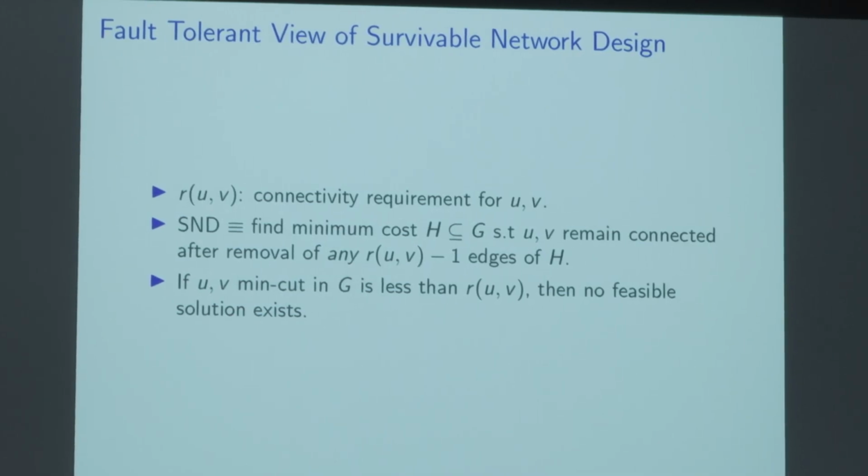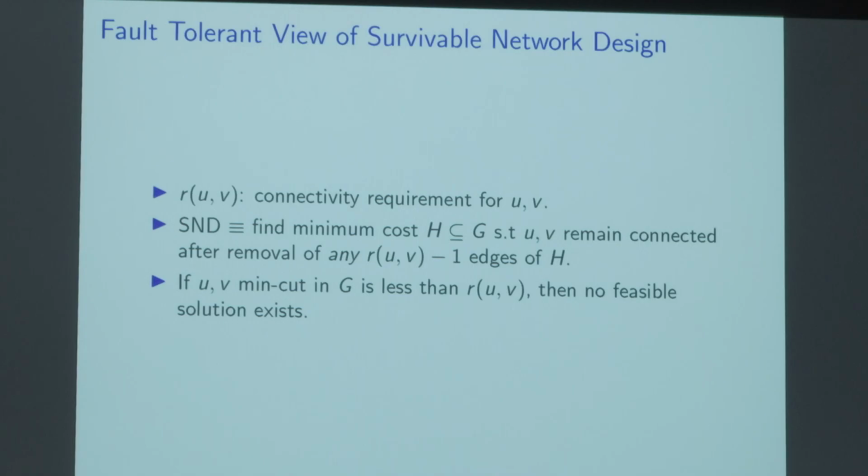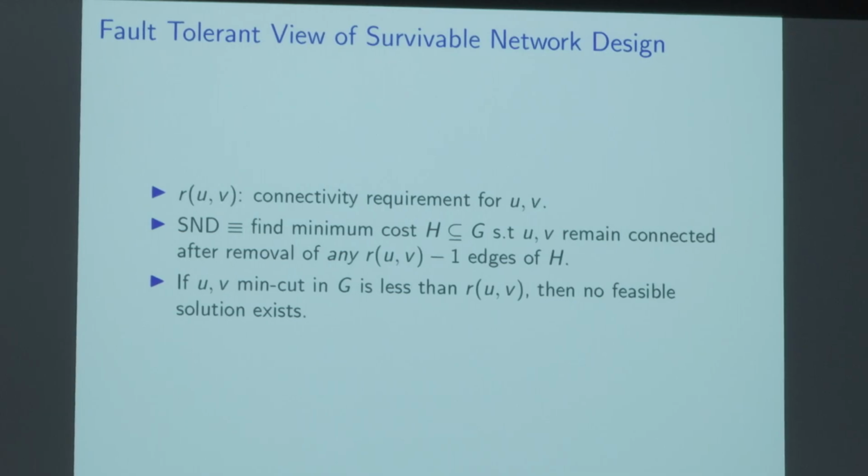In standard survivable network design, suppose you are given an input graph in which the u-v min cut itself is less than r_uv, then you know that there cannot exist a feasible solution to the problem. The standard approach in this case is to just output infeasible and tell whoever asked you to build such a network that it can't be built, and you change your connectivity requirements. We'll come back to this point later.